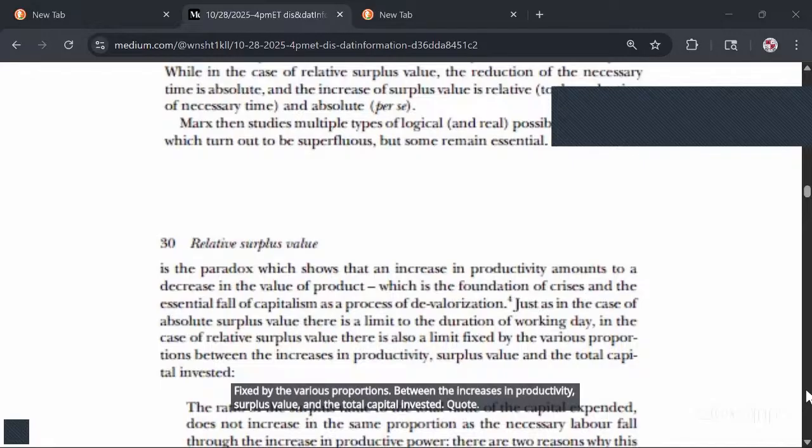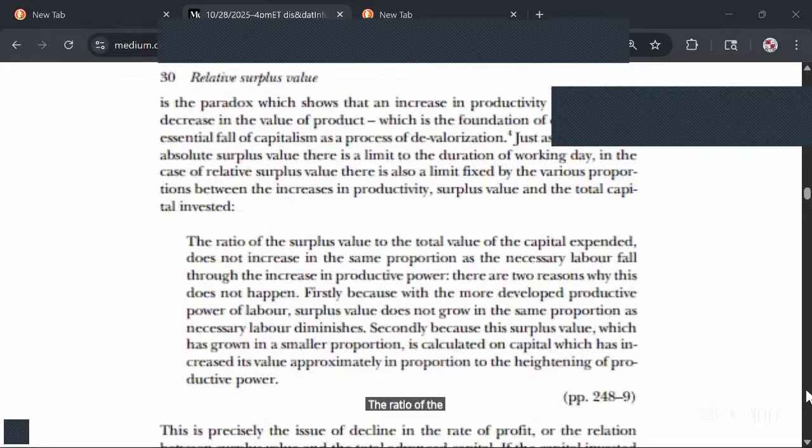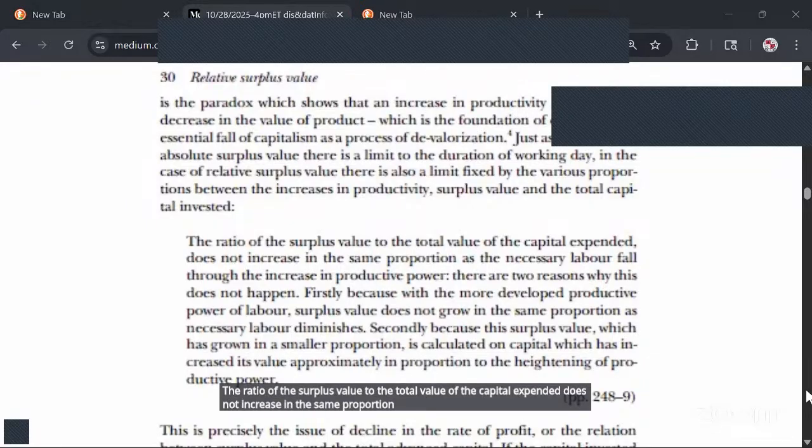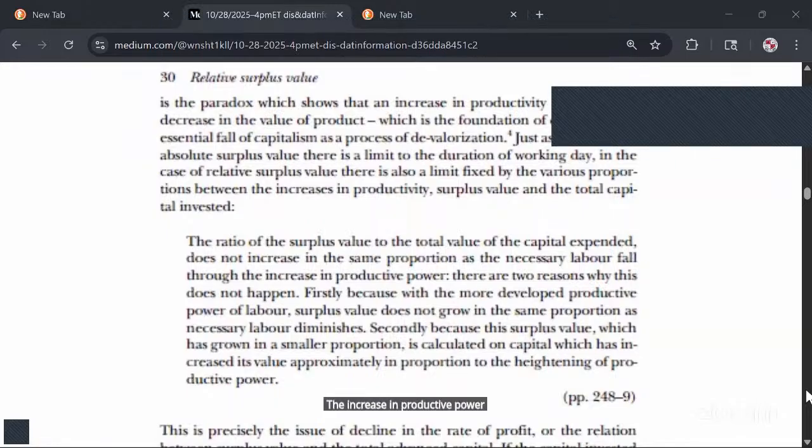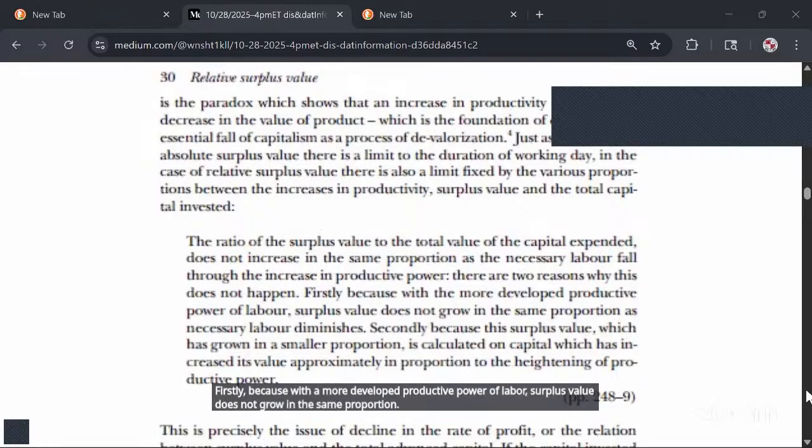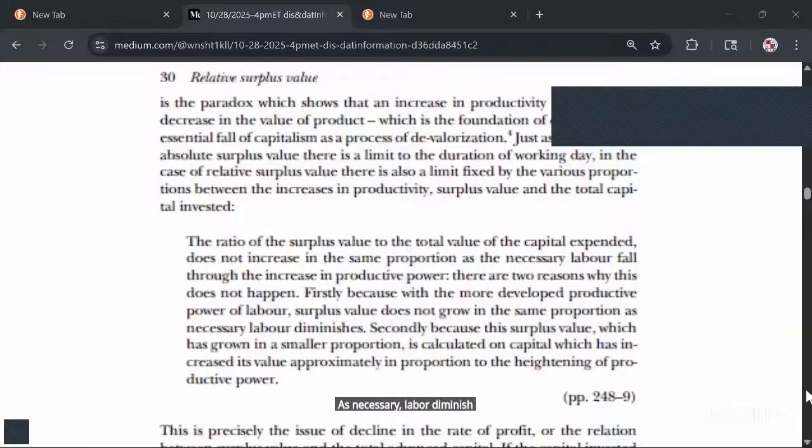Quote, the ratio of the surplus value to the total value of the capital expended does not increase in the same proportion as the necessary labor falls through the increase in productive power. There are two reasons why this does not happen. Firstly, because with the more developed productive power of labor, surplus value does not grow in the same proportion as necessary labor diminishes. Secondly, because this surplus value, which has grown in a smaller proportion, is calculated on capital, which has increased its value approximately in proportion to the heightening of productive power, close quote.